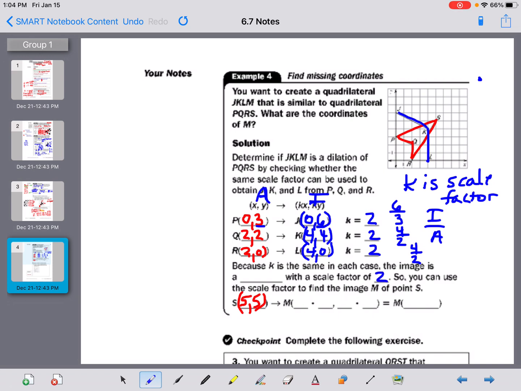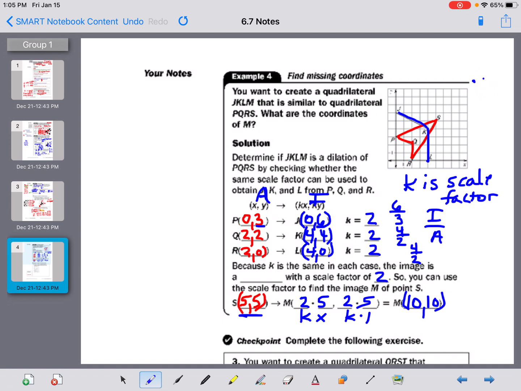Because I keep getting that when I do my image over my actual. So if I go to S, and my S is 5, 5, I'm going to do 2 times 5, and then 2 times 5 again, because it's K times X and K times Y. So 2 times 5 is 10, 2 times 5 is 10, and it looks like if I go to 10, 10, 1, 2, 3, 4, 5, 6, 7, 8, 9, 10. 1, 2, 3, 4, 5, 6, 7, 8. Okay, so I'm off the graph by 1 point on each one.